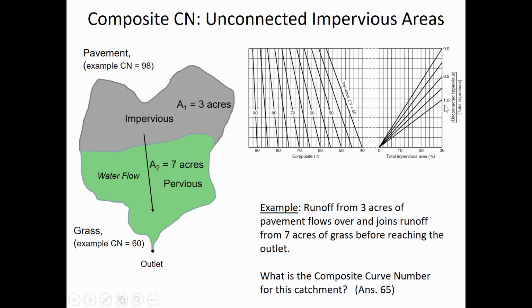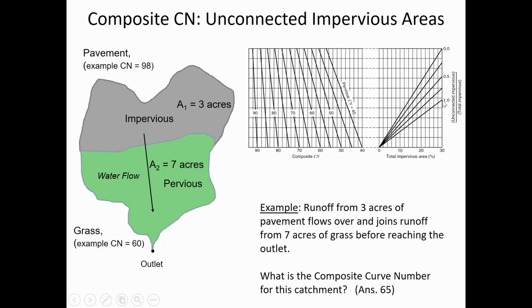So 30% and 1. And so we'd go over sideways now and find the curve number for the pervious area. And ours was 60. And then we would follow it down to find that it's about 65 is going to be the composite curve number. So again, the ratio of unconnected to total was 1 because all of the 3 acres is not touching the outlet. And 30% is the total impervious area.